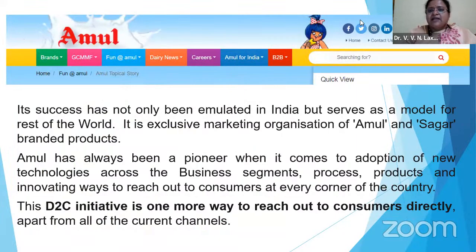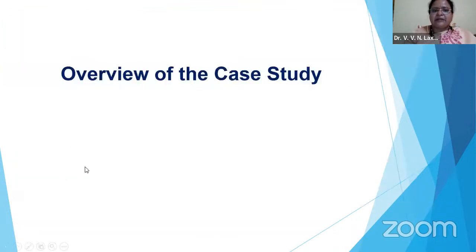Now, this is the success story of Amul, where at present they have a direct to customers initiative. D2C means direct to customers, where a consumer can order online, and after the delivery of the product, they can pay cash on delivery. That is, card is also available. So you could see how the supply chain has improvised with the help of information technology to the present level.